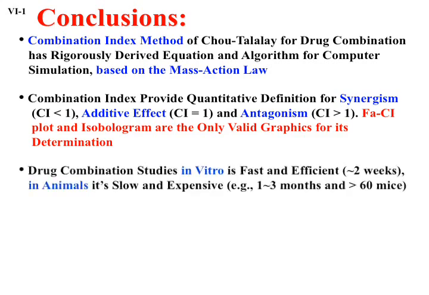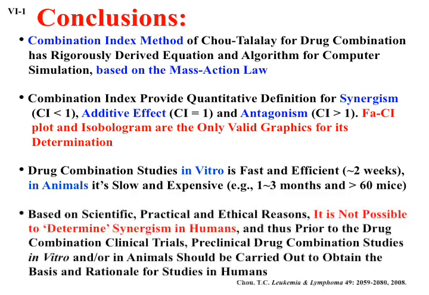Drug combination study in vitro is fast and efficient. In animal, it is slow and expensive. Based on scientific, practical, and ethical reasons, it is not possible to determine synergy in human. And thus, prior to drug combination in a clinical trial, a preclinical drug combination study in vitro or in animal should be carried out to obtain the basis and rationale for drug combination study in humans. And this is stated in my review article.